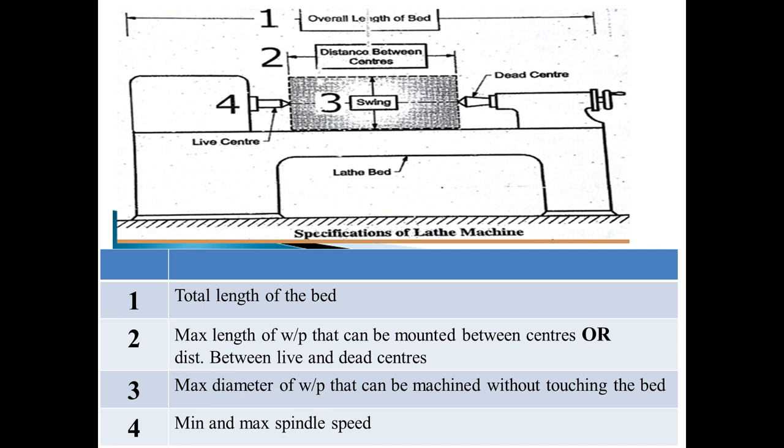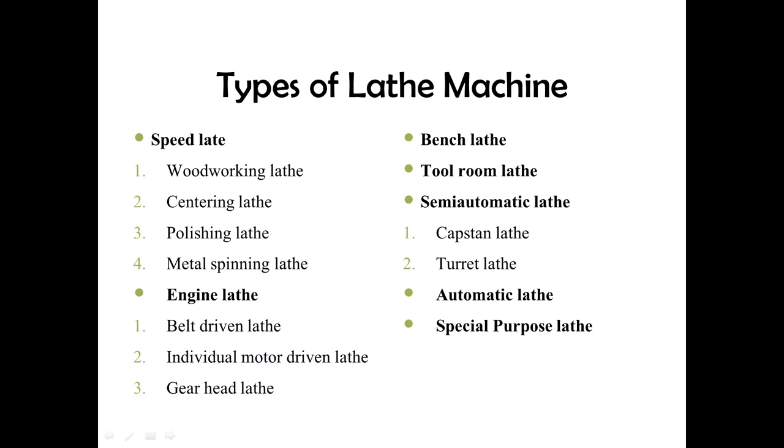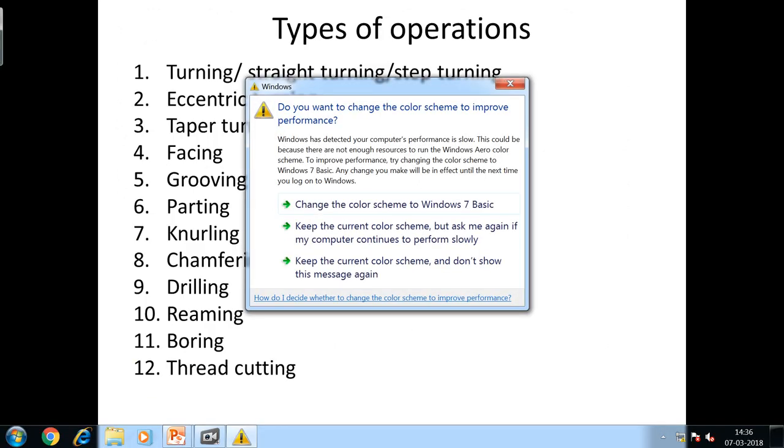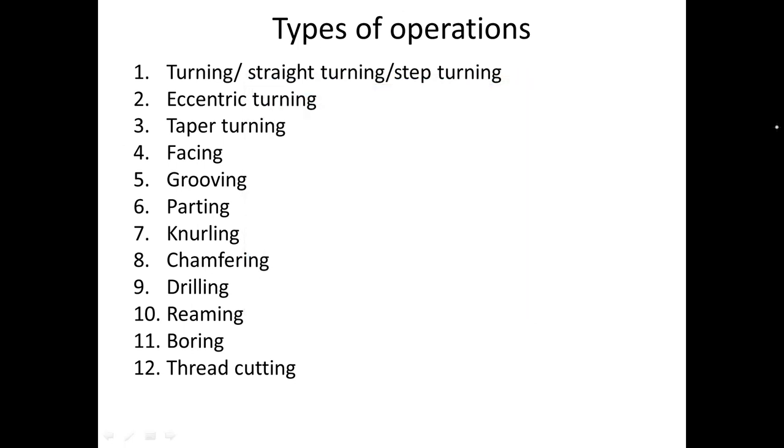So swing indicates, if it is 15 millimeter, that indicates the 15 millimeter is the maximum diameter that we can machine on this particular lathe machine. And the last important, minimum and maximum spindle speed, that we can see the spindle range, the speed limit for spindle. So these four parameters are important to remember for specification. Now different operations of lathe we'll discuss one by one.